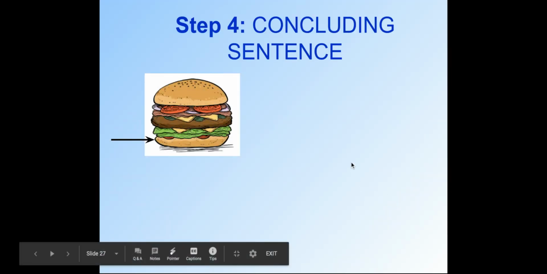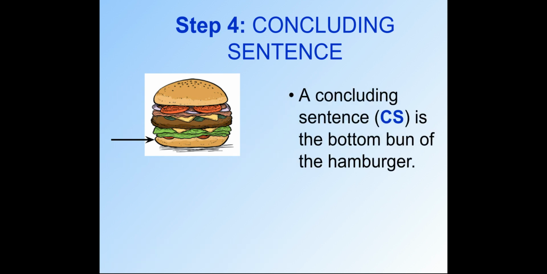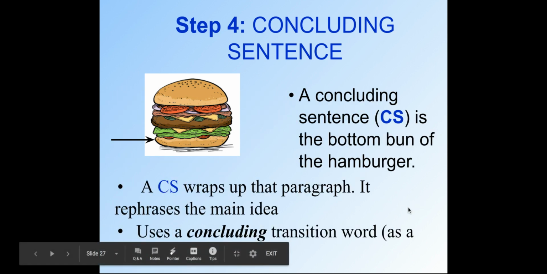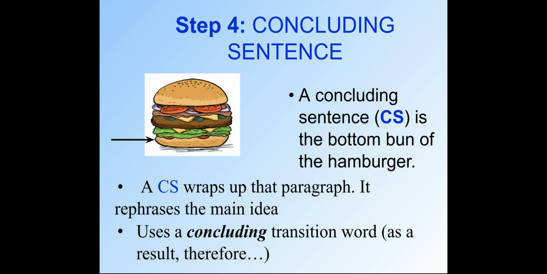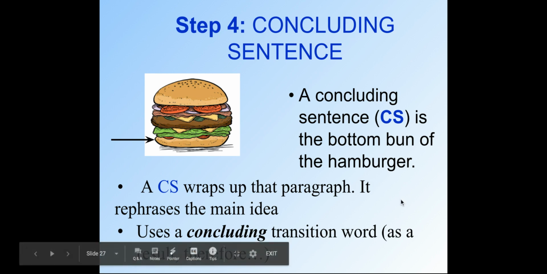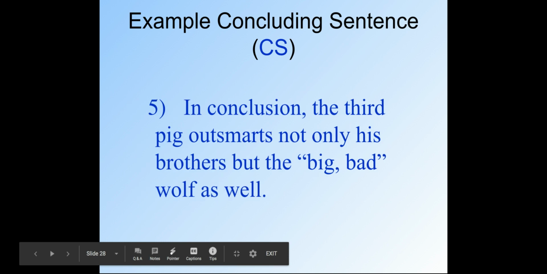Right, and then your last sentence is your concluding sentence. Every paragraph needs a concluding sentence. That's the bottom of your bun, okay? All right, this one wraps up the paragraph. It rephrases maybe what you said in the first sentence, and you're usually starting it with a concluding transition so that the reader knows that you are ending your paragraph, okay? We will do more of this so that you understand how to practice it, okay? So here's my example. In conclusion, the third pig outsmarts not only his brothers, but the big bad wolf as well. All right?